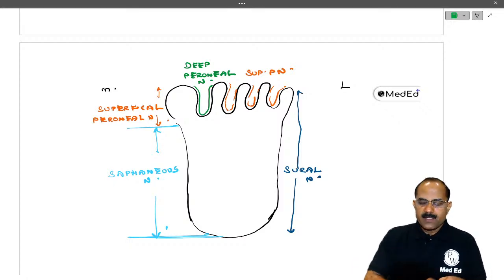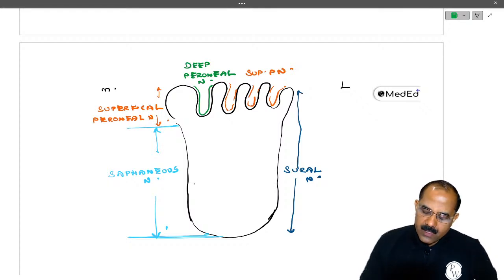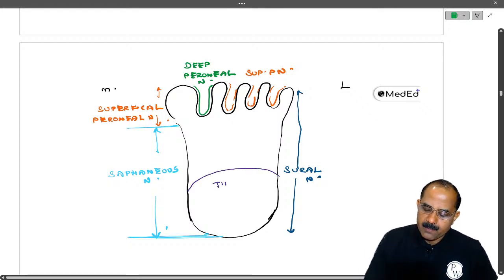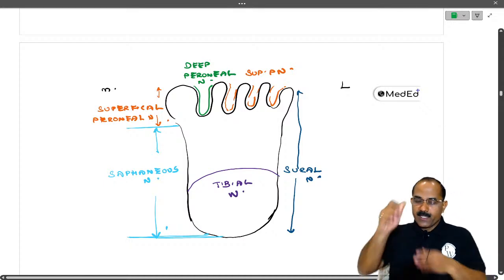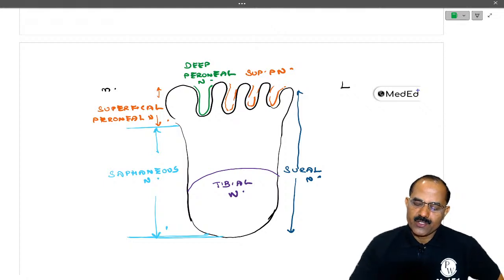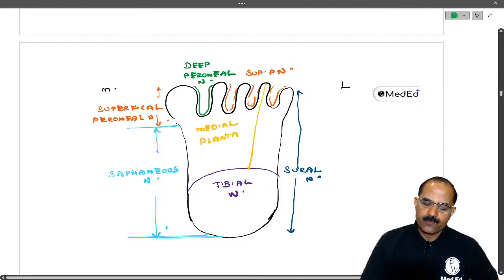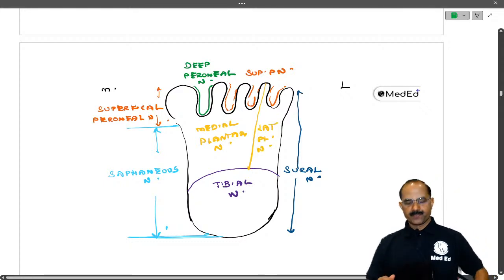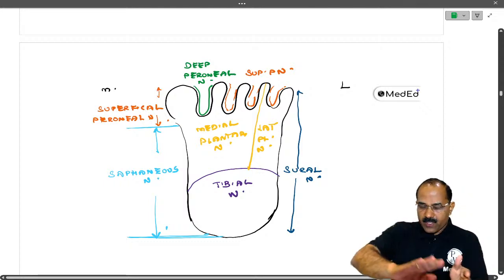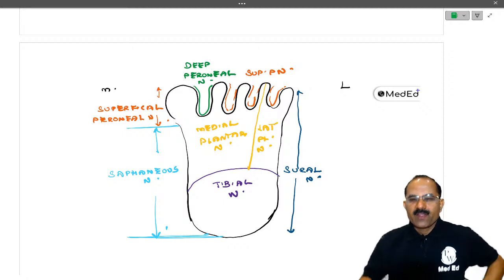Very good. अब है ना, ये सोल है बच्चा, ये सोल ऑफ द फुट है, सोल. हाँ, अभी देखो. The heel is supplied by whom? Heel is supplied by tibial nerve. Heel, sole, मतलब plantar aspect है, plantar aspect. The heel is supplied by tibial nerve. अब बच्चों देखो, 3.5 fingers is supplied by medial plantar nerve, and 1.5 fingers is supplied by lateral plantar nerve. 3.5 fingers on the medial side is supplied by medial plantar nerve. 1.5 fingers is supplied by the lateral plantar nerve.